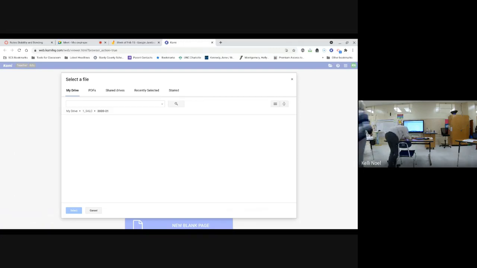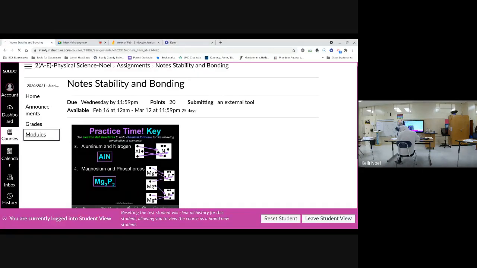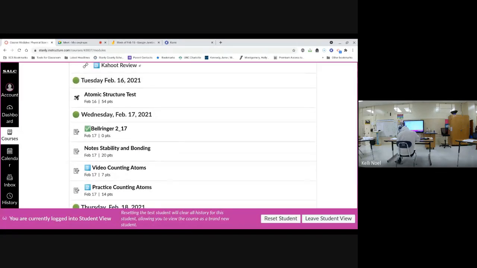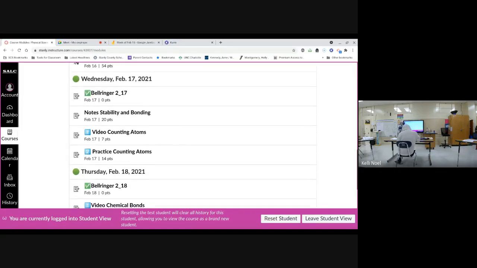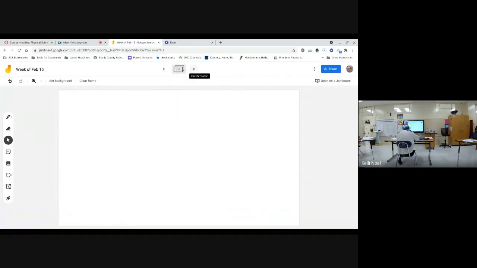All right, so if you will look at the counting atoms sheet, I'm just going to close out of this. And so to find it, for those that are remote, it's the practice for today. So you need to watch the video and then practice counting atoms. So this is what we're looking at here. I'm going to go over here to the Jamboard, and let's look at the directions. You need to be able to recognize the individual elements.